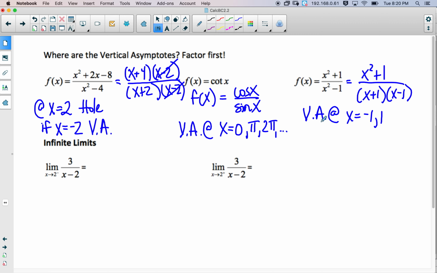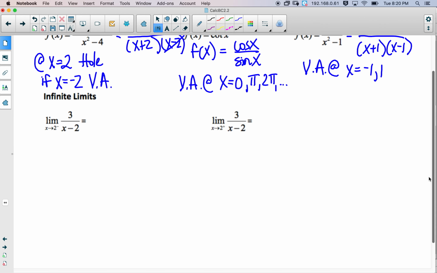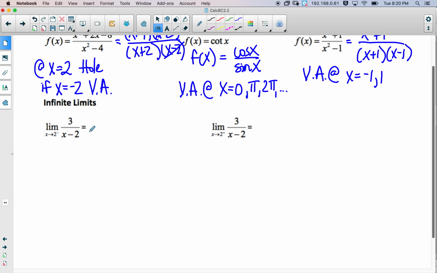So what we can do to apply this is use our understanding of vertical asymptotes to help us figure out what the limits are and if there are any infinite limits. So let's take a look at this right here. We know that there's going to be a vertical asymptote at x equals 2. Okay, so I'm going to draw that. Now I need to figure out, as I'm going from the right-hand side, is it going to positive infinity or is my graph going to negative infinity?